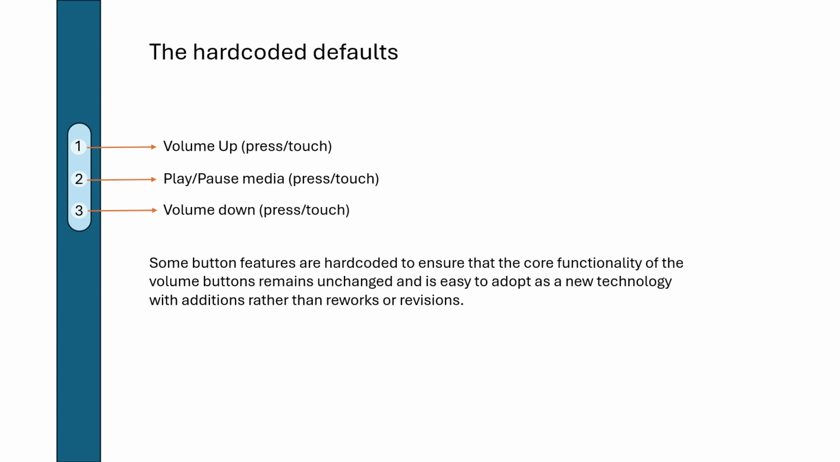So, to address backwards compatibility and make it easier for users to adopt this new means of input, the defaults would be that pressing the up button would increase the volume, down button to decrease, and with the addition that the middle button would play and pause whatever music is playing with just a touch or a press.